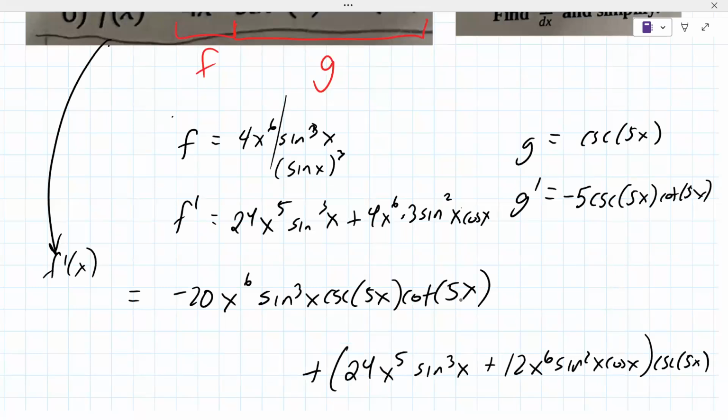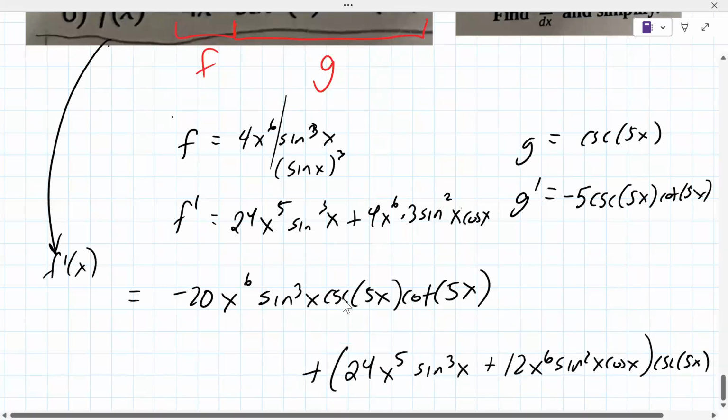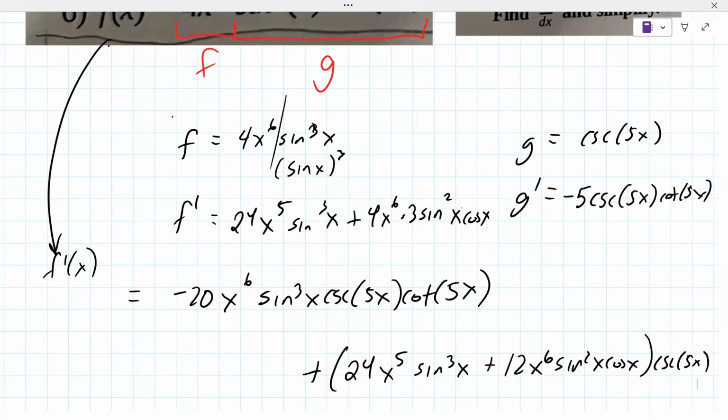By the way, when teachers want you to simplify, it's to make their grading easier. It's not for your benefit, it's for theirs. If I don't have to simplify, I don't. I don't even care if it says simplify, I just don't do it. Make them search for the answer.